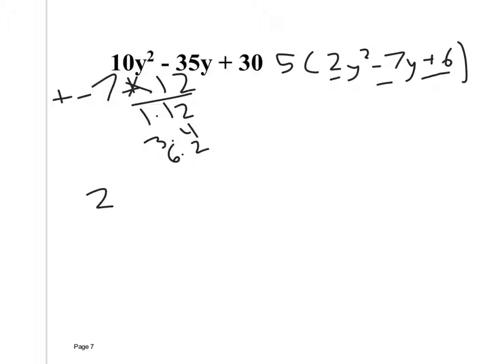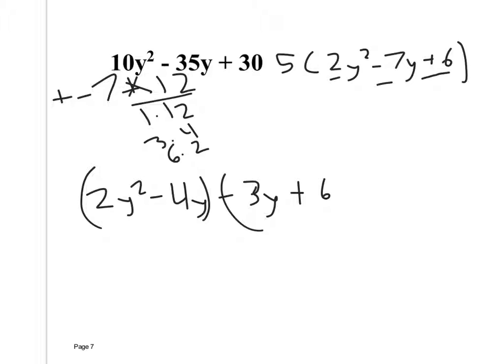So 2y squared minus, I'm going to go with the 4 because the 4 goes with the 2. So 4y. And I'm going to go with the 3 at the end because the 3 goes with the 6. So 3y and then plus 6. I group those. I can take 2y out of 2y squared and negative 4. That gives me y minus 2.